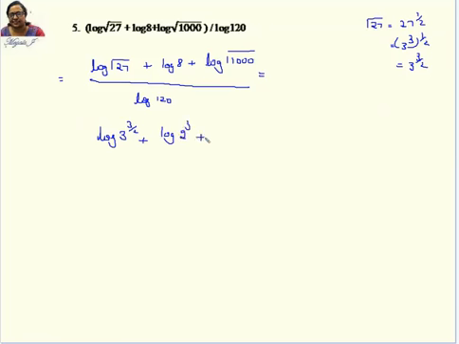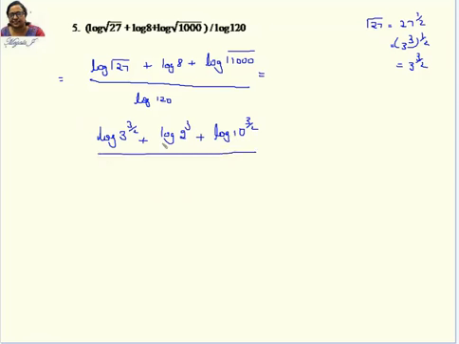Next is again the same thing. This will be like 1 by 2 will be there, and 1000 is 10 power 3. Same calculation as this one. So it's going to be log 10 3 by 2. Is it clear? 10 cube is 1000, and the root is there. Because of that, this 1 by 2 also will come.